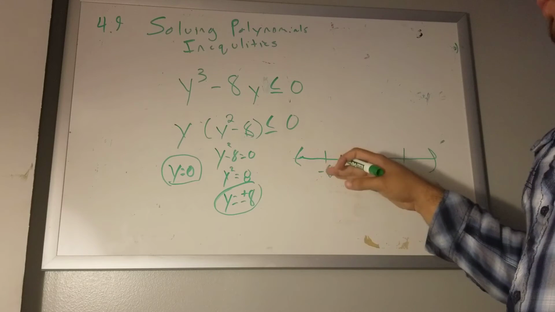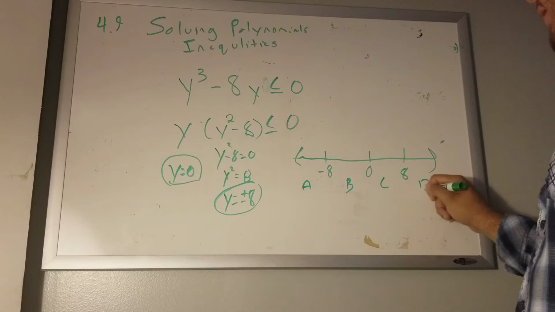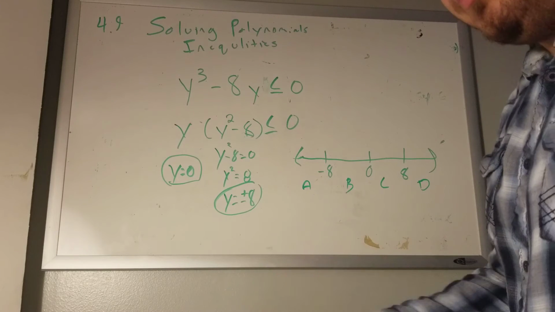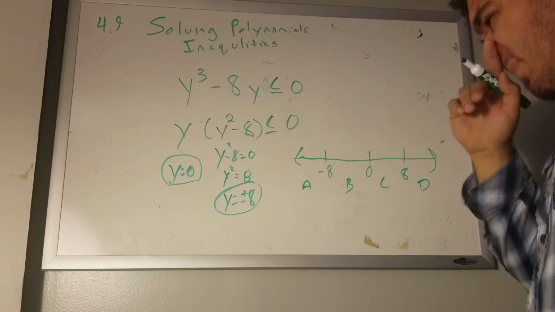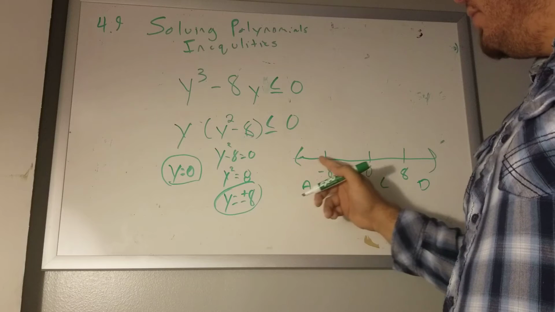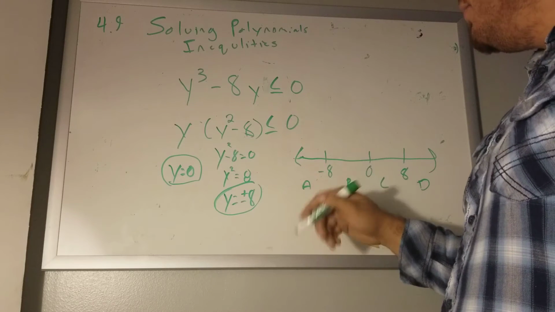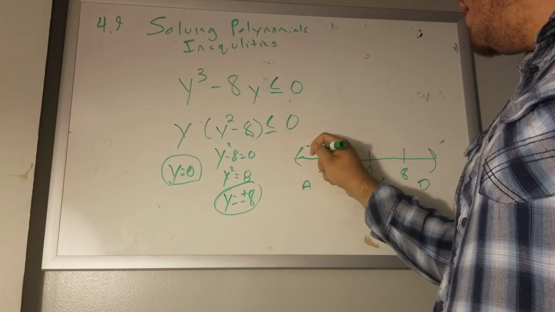So what we're going to do is test each section. I'll just call it A, B, C, D. You don't need to label it A, B, C, D when you do it yourself. It's just for me to explain what section I'm at. So section A, I need a representative for section A over here. A has to represent something smaller than negative 8. I'm going to plug in negative 9.